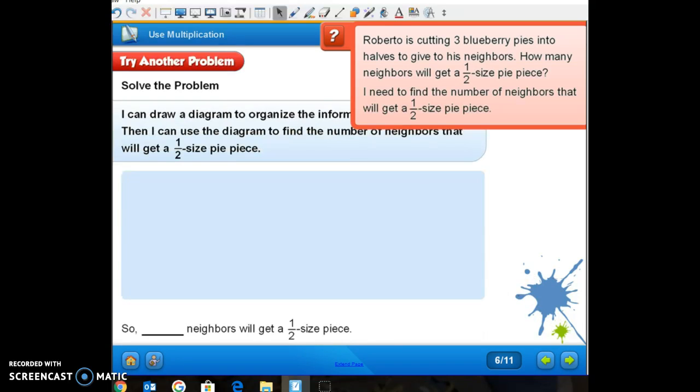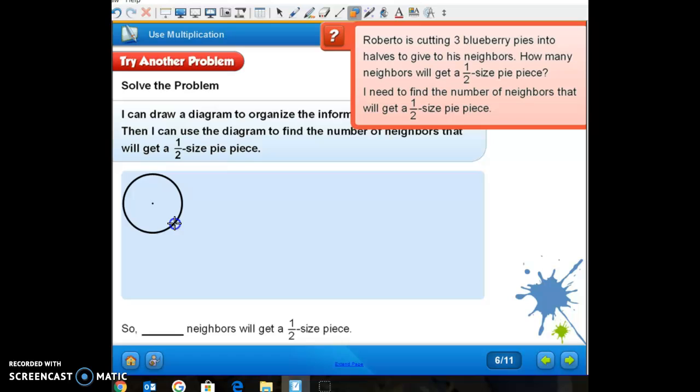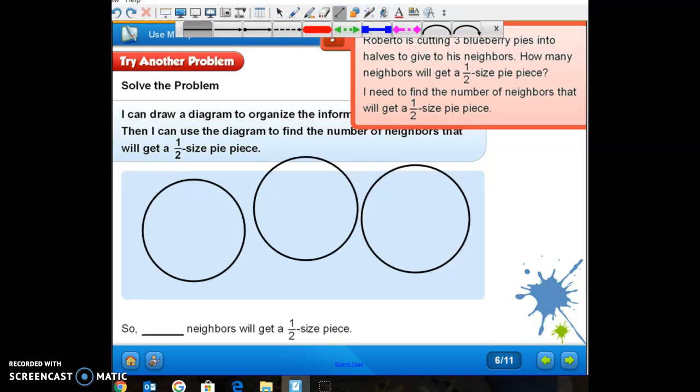Okay, so now we're going to go to the diagram part on page 344. I can draw a diagram to organize the information. How many pies does Roberto have? 3. So you need to draw 3 pies. After you've drawn your 3 pies, you're going to cut your 3 pies in half.